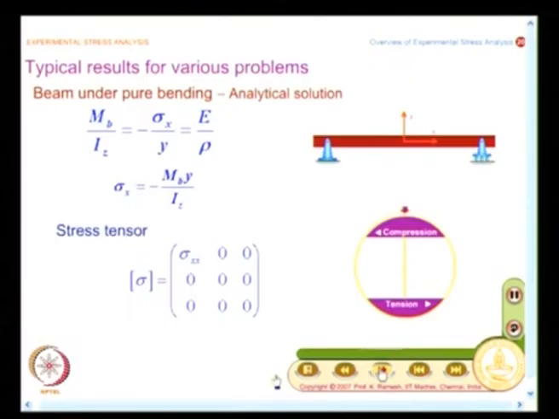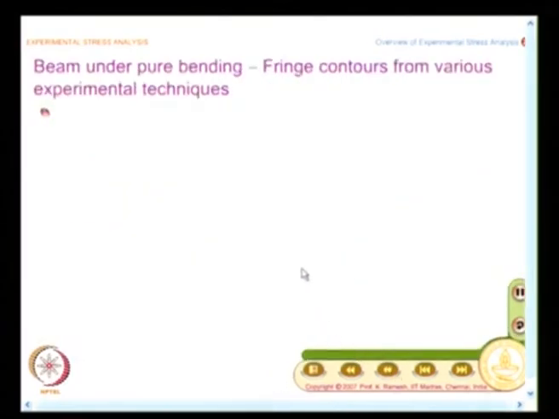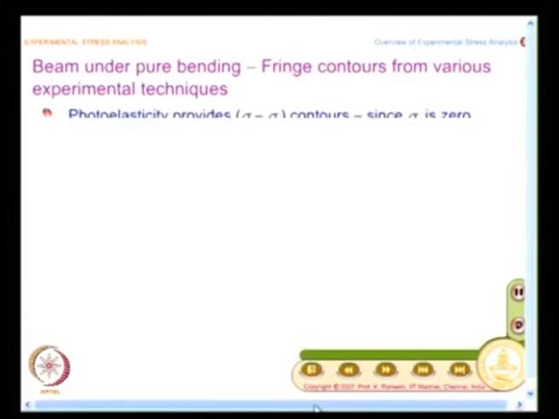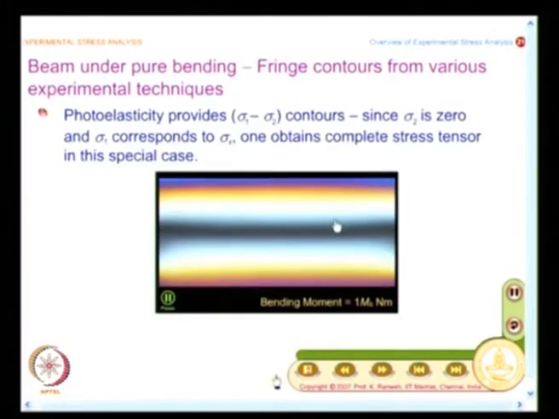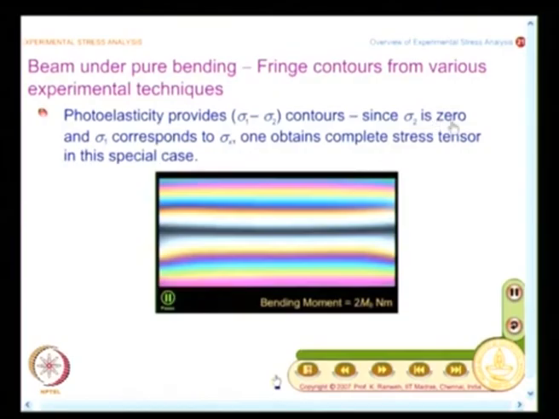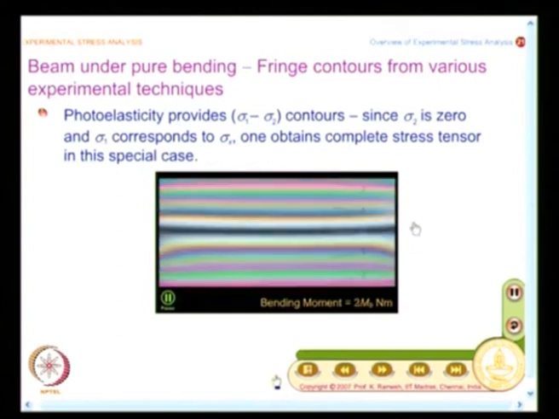What we do is, we now go back and see what photoelasticity gives. It gives you contours of sigma 1 minus sigma 2. In the bottom half of the beam, sigma 1 corresponds to sigma x and sigma 2 is 0, and sigma 1 minus sigma 2 contours appear horizontal, and you see some deviation from a straight line in this zone because this is closer to the load application point in the experiment.